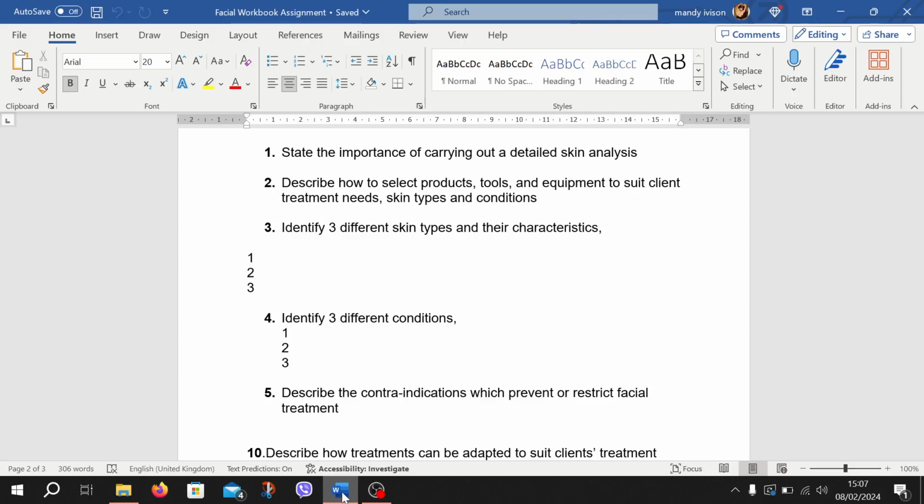Okay, you've got things like, say they had impetigo. You don't want them on your beauty couch. It's highly contagious, so you want to show them the door. Well, do it nicely, but advise them to seek medical attention. So make sure when you're answering this, you're identifying the 3 types and their characteristics.